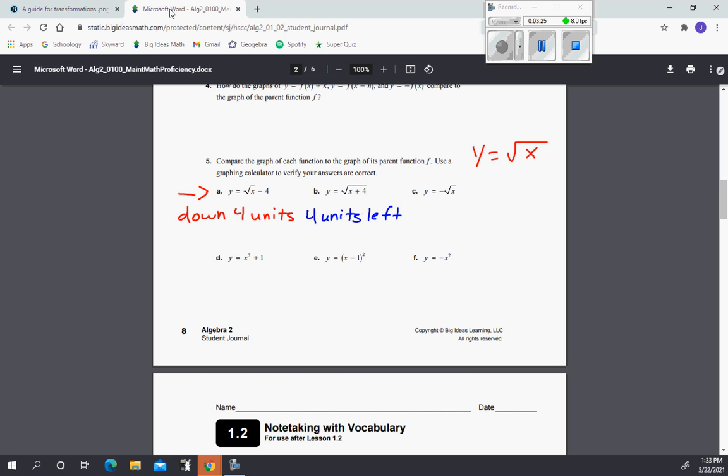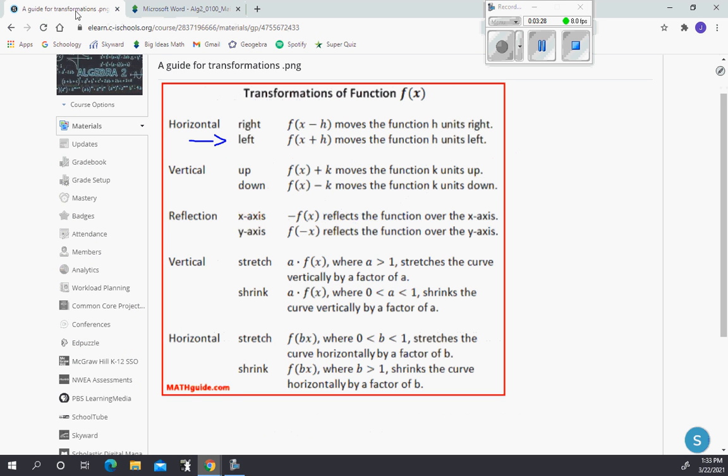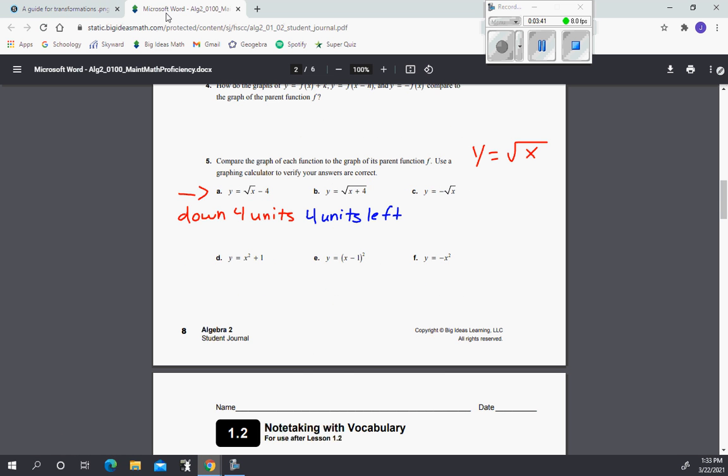Okay, and then we have y equals the negative square root of x. Take a look here. We already see that negative out in front of our entire function. It's right here. That's a reflection on the x-axis. So that's what we're going to write: reflection over x-axis, or flips it over that x-axis.